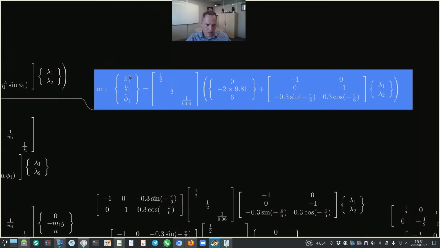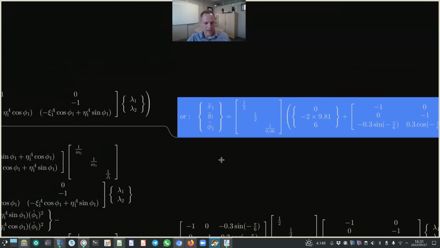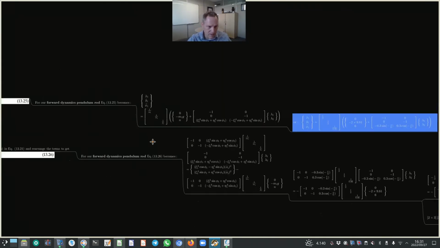Now, let me show you in this form over here. We want to calculate the accelerations at the current time step. That's known: mass and moment of inertia, the external forces and moments acting on the pendulum rod are known, the current orientation is known. That's where this minus pi over 6 comes from, and we've just calculated the Lagrange multipliers. So now we can find the accelerations at the current time step.